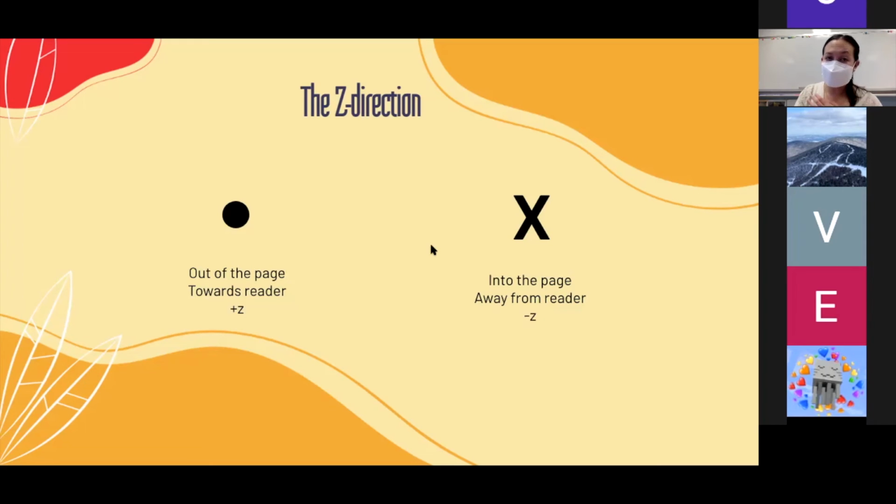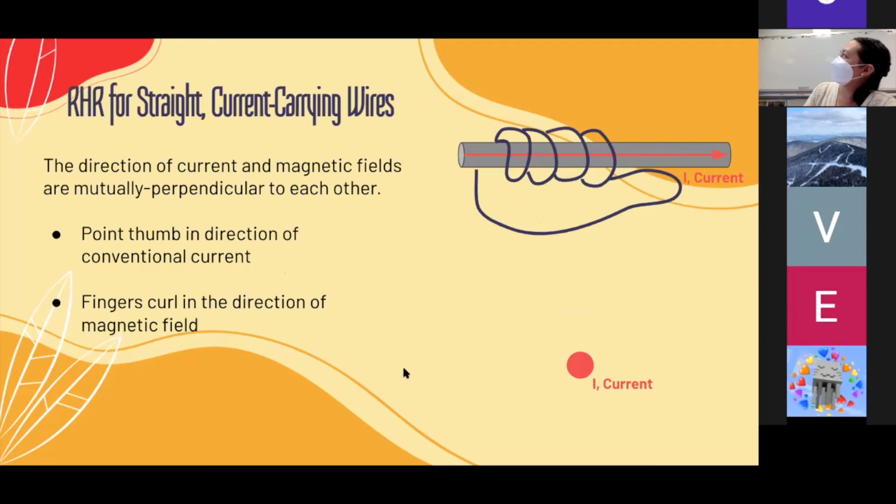So let's say I make the dots and X's currents. So I've got current, and this is a dot symbol, so it's going out of the page towards you. You're still going to keep your hand in the same shape, but I want you to point your thumb directly at your face.